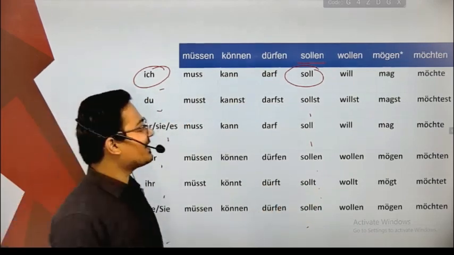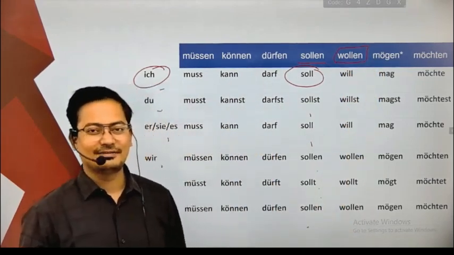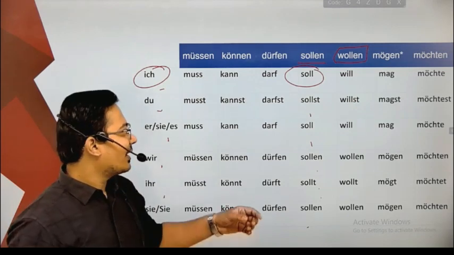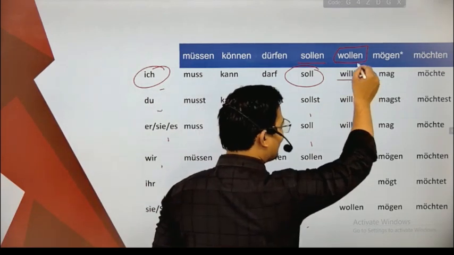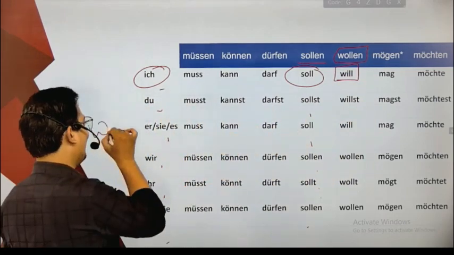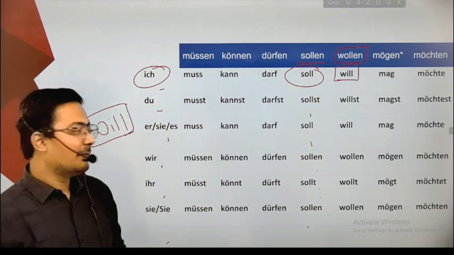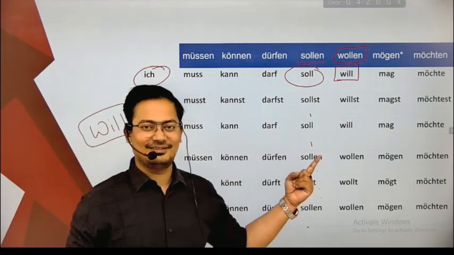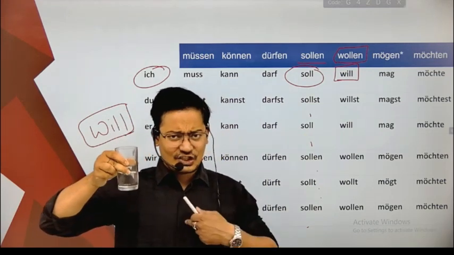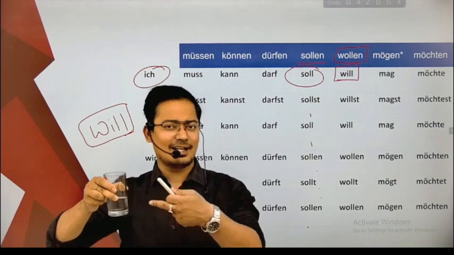Okay? Next one is wollen. Wollen is want. Now, this is will, but English will and this will are different. In English, will is a future helping verb. But here will means want. Like, ich will ein Glas Wasser. I want a glass of water.